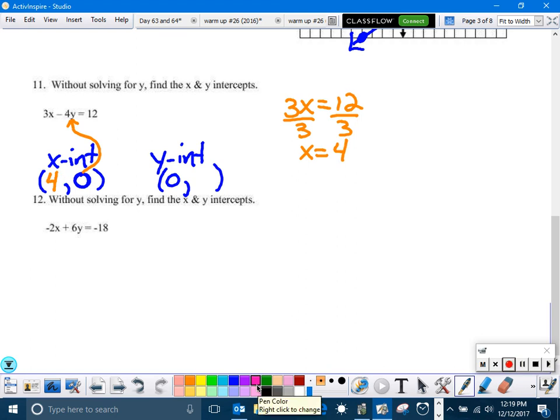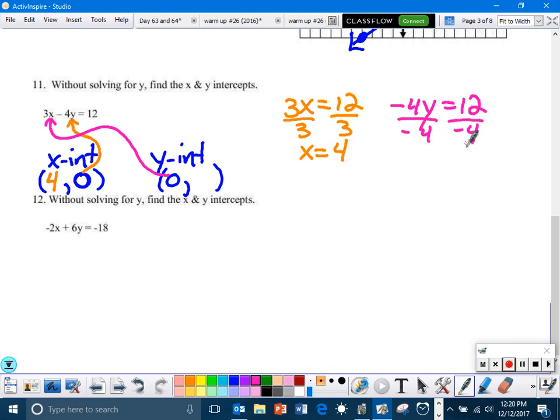Okay, now over here, the y-intercept, we take the 0, we plug it into x. Again, that disappears because anything times 0 is 0, it's gone. And we are left with negative 4y equals 12. Divide by negative 4, and we see that the y-intercept is negative 3.